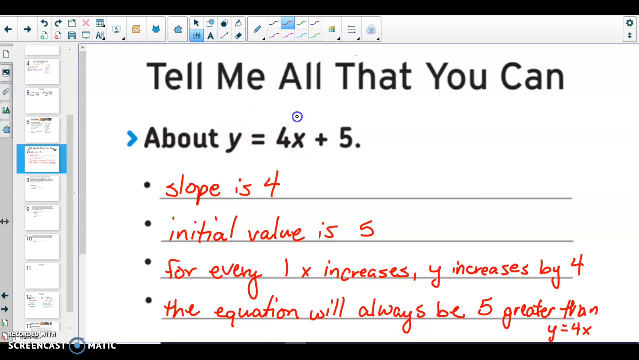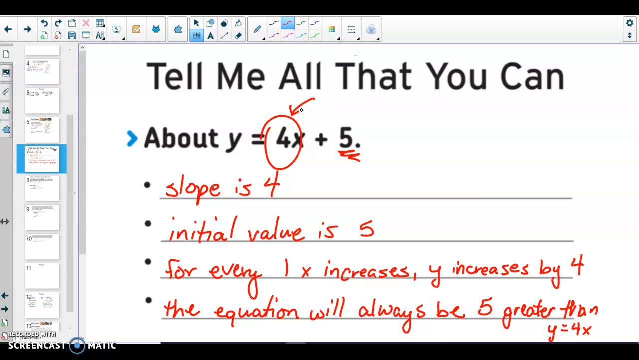We've got a slope of 4, because I can see it right there. Our initial value is 5, so even if there are no x's, we still have this 5 that we started with. For every 1 that x increases, y increases by 4. That's kind of the meaning of this slope, or this rate of change right here.